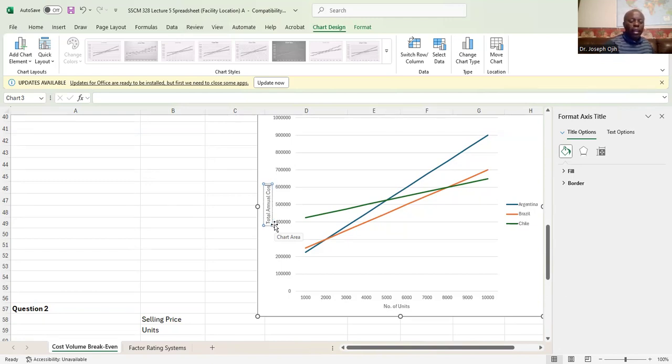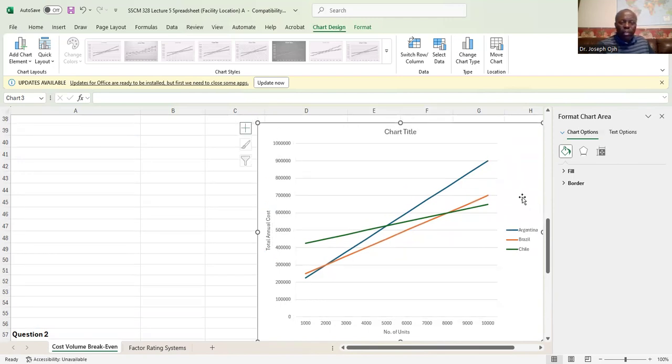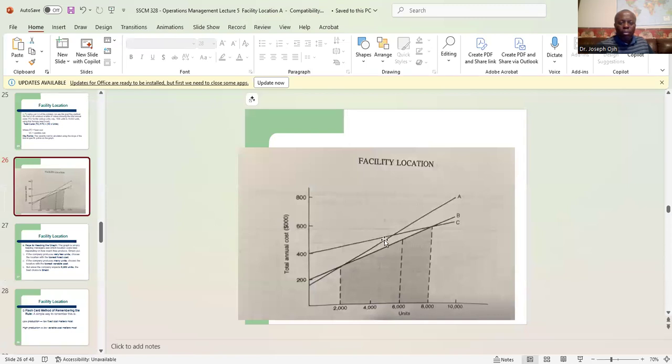When you look at the lines, you see that it's almost the same thing as the chart that I have here. Almost the same between the lines. Now they put the broken lines here for the 2,000 to 8,000. But what I'm trying to say is that when the volume is small like this, you're not worried about variable cost that much. You're gonna choose something like Brazil because you have the lowest fixed total annual cost at 2,000 units. At 8,000 units or more, Chile starts looking better because it has the lowest cost.